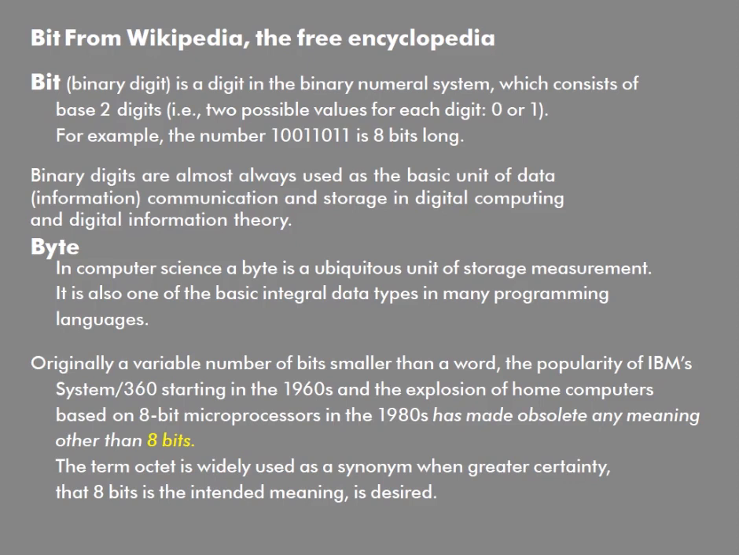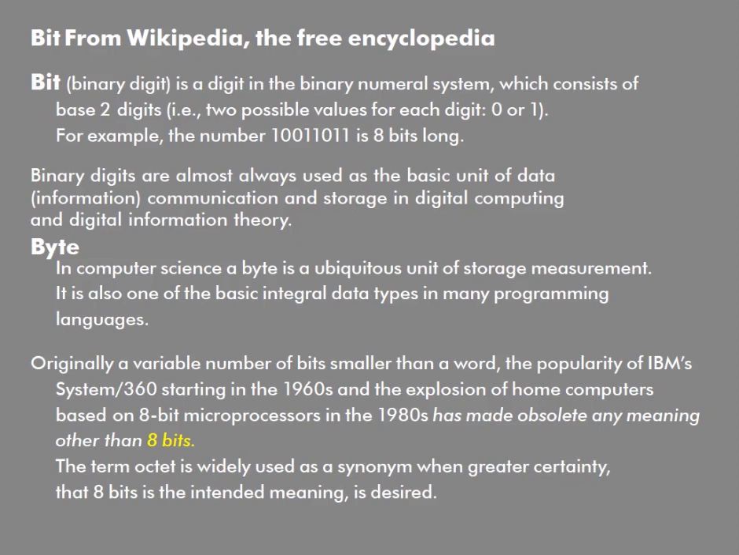A bolus hook on a Jacquard loom could either be up or down. That's a binary state. It's determined by a hole in a card, and that's either a hole or no hole. Hole or no hole, up or down, on or off, binary. Binary digits are almost always used as the basic unit of data, information, communication, and storage in digital computing and digital information theory. Well, that's true.